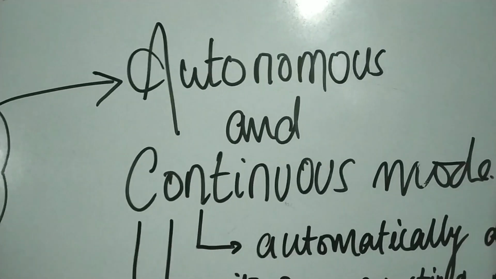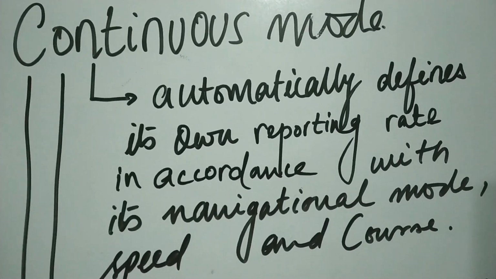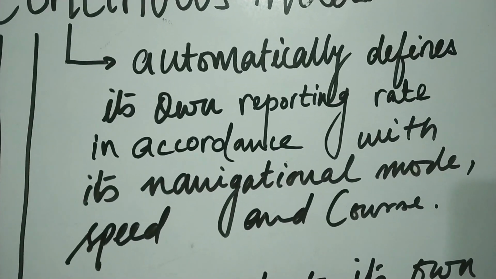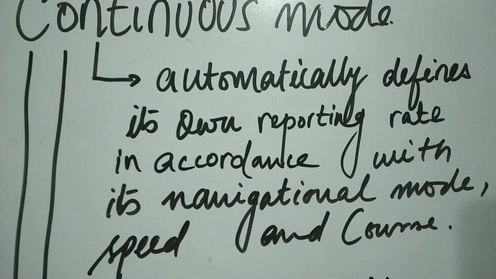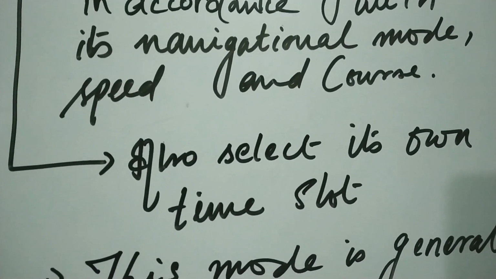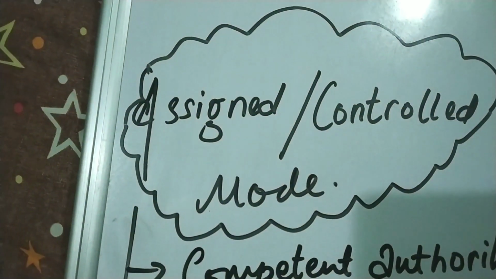So the first mode is the autonomous and continuous mode, in which the AIS will automatically define its own reporting rate in accordance with the navigational mode, speed and course. Or you can say in autonomous mode the AIS will work as usual. In this mode it will also select its own time slot, and this mode is generally used in all areas.